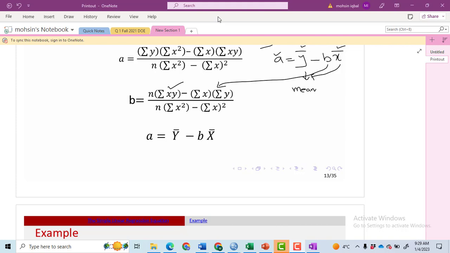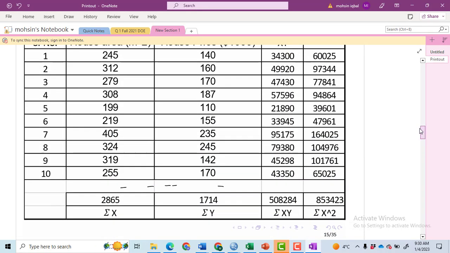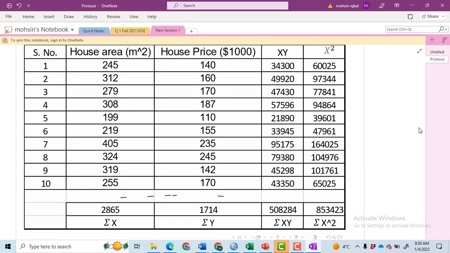After that, the next terms are summation of x and summation of y. To calculate these two is quite easy. Just add these values, 245, 312, 217, likewise all of these 10 values till 255. If you want to write it on paper or in an assignment, how will you write? You will write 245 plus 312, then plus sign, after that again three dots, plus, and the last value 255, and this is equal to 2865. So this is the way of calculating the summation of x.